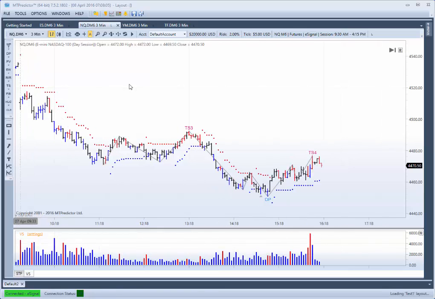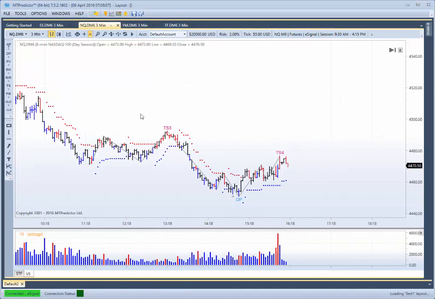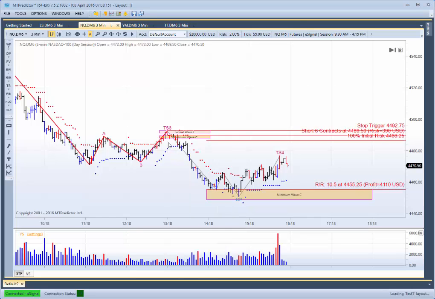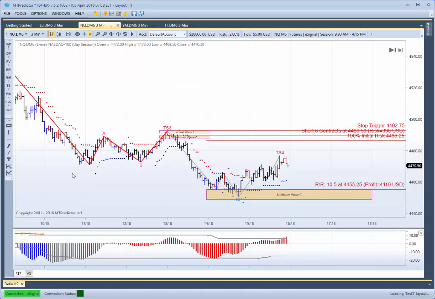In my video earlier today, I looked at this absolutely brilliant TS3 sell on the NQ. If I place the analysis on here, you can see how it came down to the first target very nicely for an absolutely massive 10.5 hour profit, which was a very nice trade indeed.